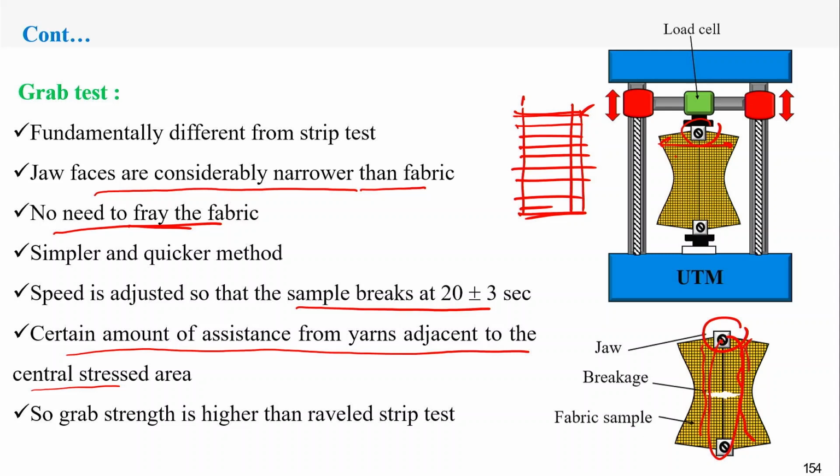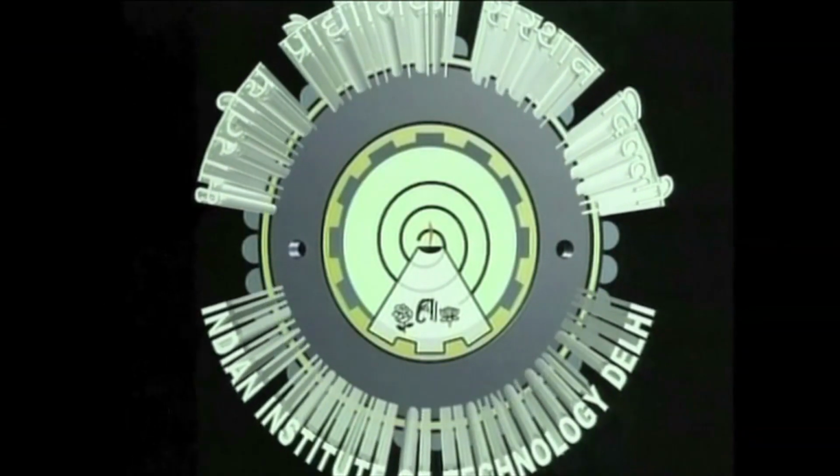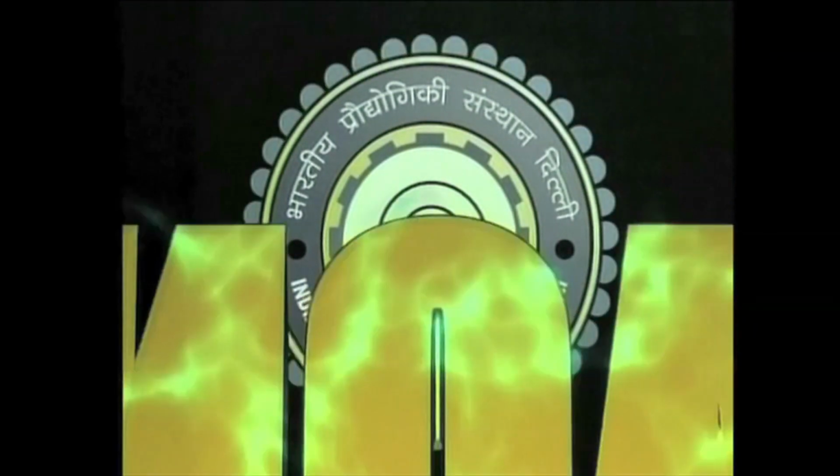Okay. So, we have completed the tensile characteristics of the material. Next we will discuss different types of mechanical characteristics in our next session. Okay. Till then, thank you.